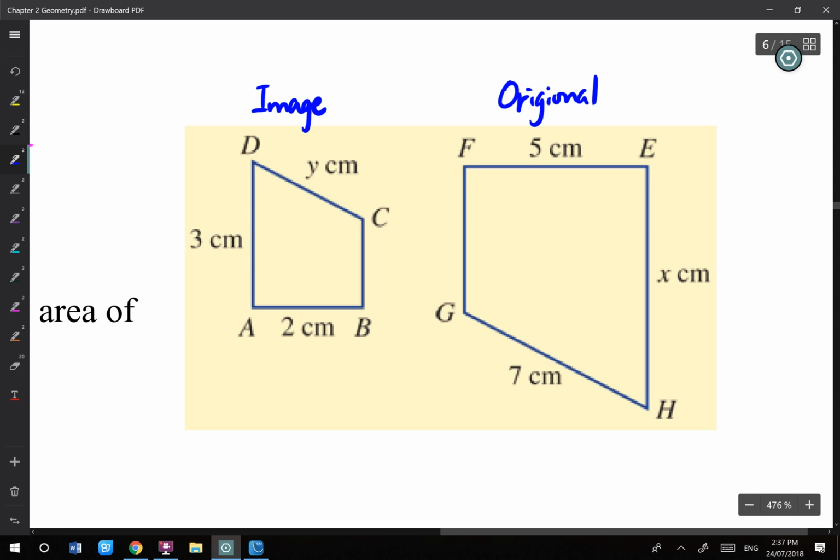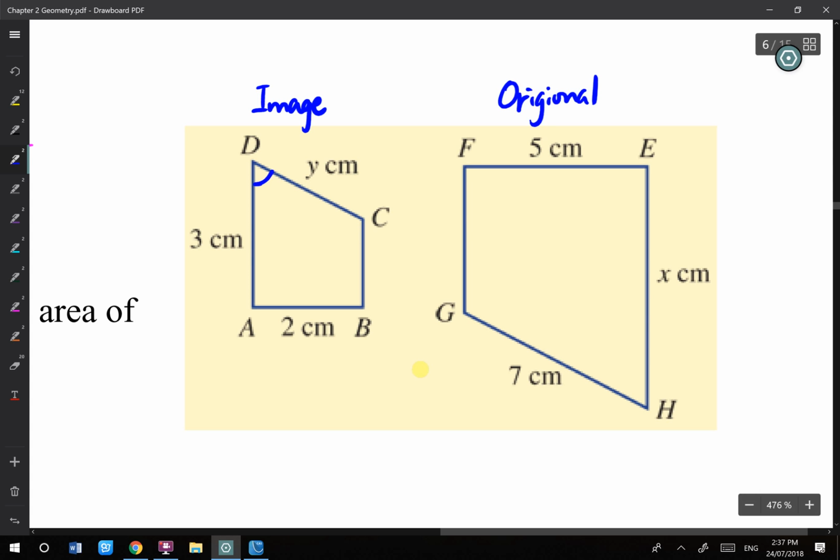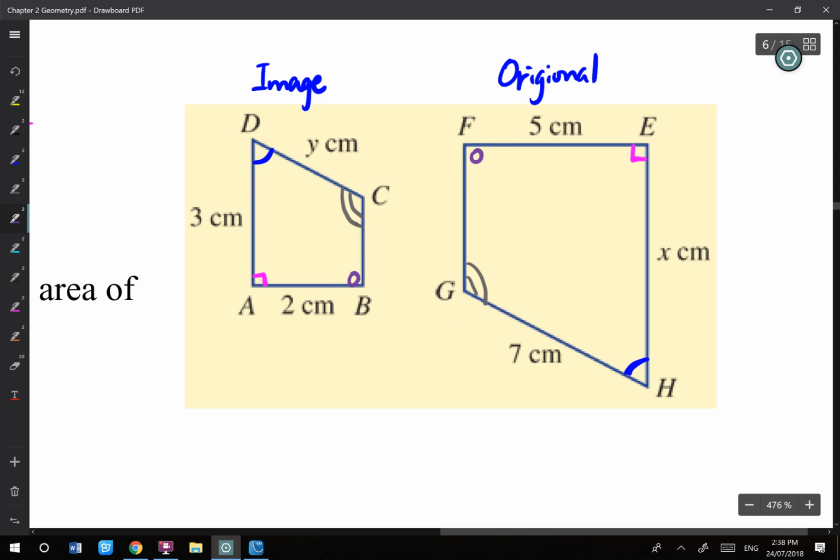Okay, I want to ask you, what are the corresponding sides? First, angle D must be the same as which angle? H. This is a straight angle A, then this is a straight angle E, so they are the same. Angle C will be the same as which angle? G. And angle B is the same as F.